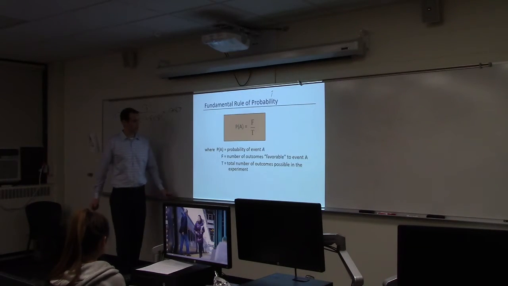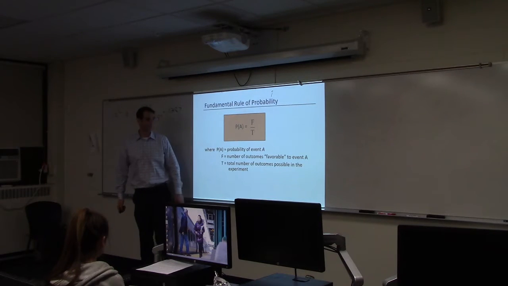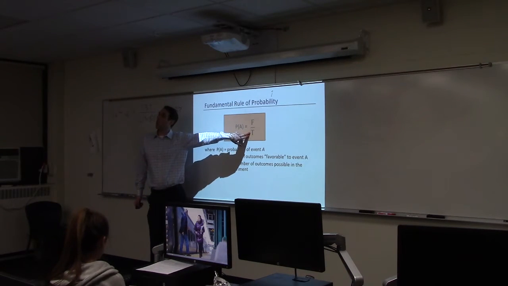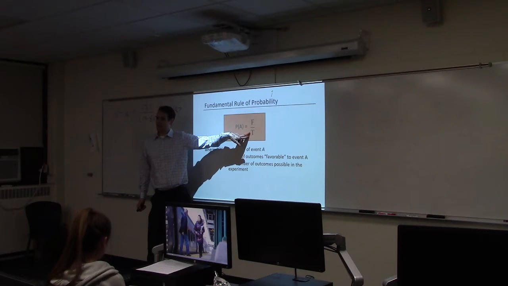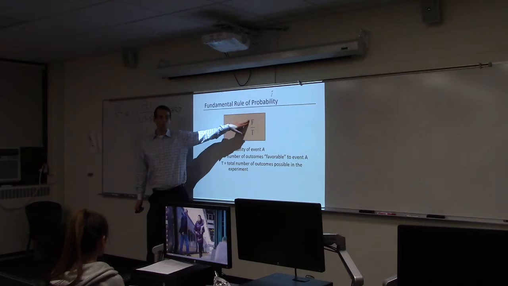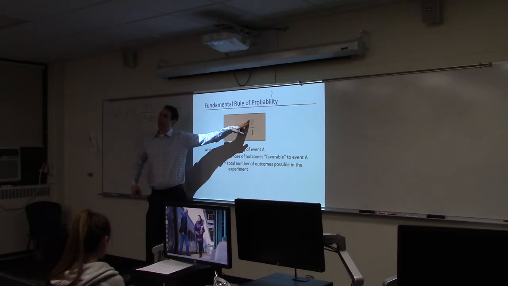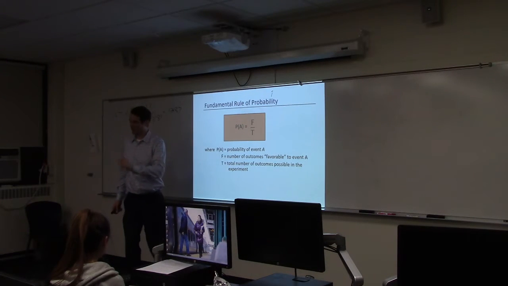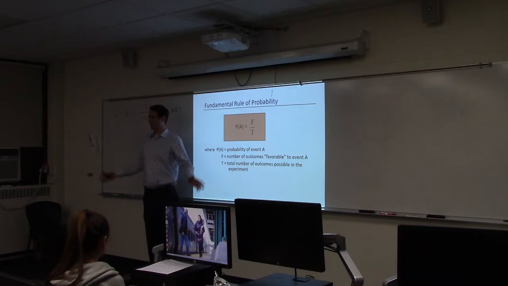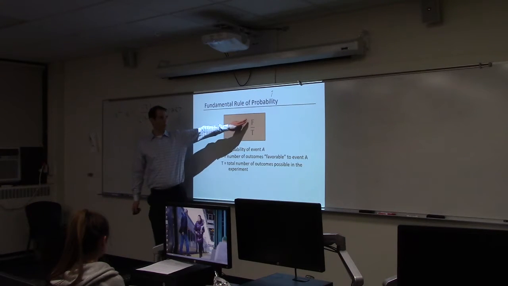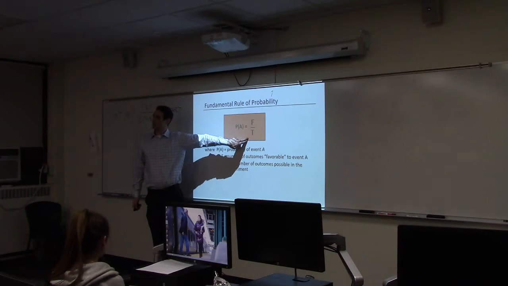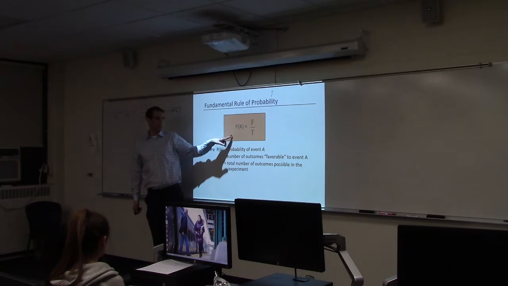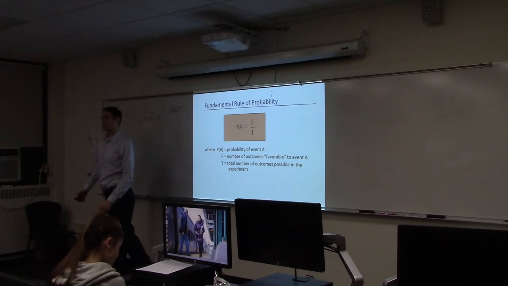So we know, based on our fundamental rule of probability, that there are 36 total outcomes possible in this event of rolling a die twice. And there's only one way that the outcome of rolling a 6 twice can happen. We roll a 6 the first time, we roll a 6 the second time. There's no other way that can happen. So there's one favorable outcome, 36 possible outcomes. The probability of that happening is 1 out of 36.